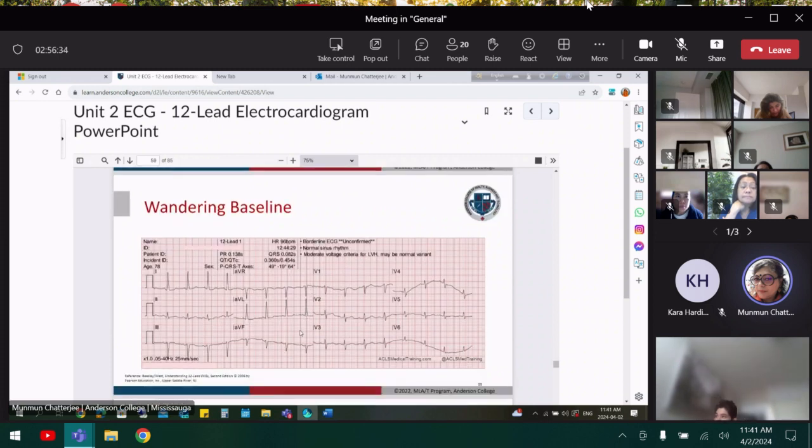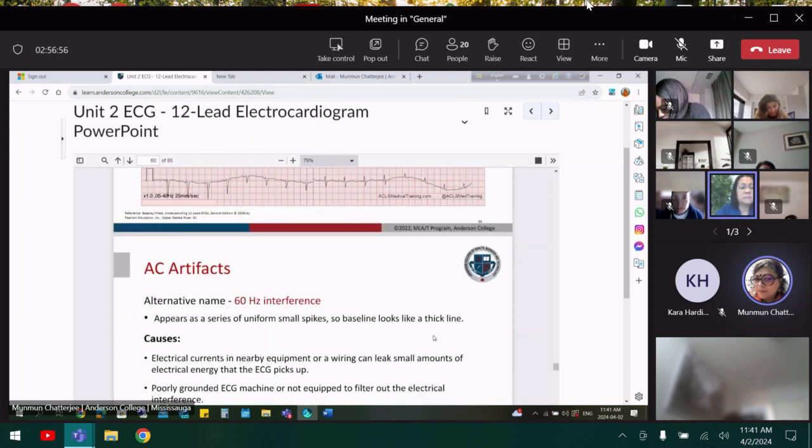So wandering baseline looks like this. The baseline is not level. It's snaky, but you can see the proper waves. But if you cannot see the proper baseline, how are you going to measure the positive deflection and negative deflection? Right? Yes. Okay. Respond to me, otherwise I think I am lost.